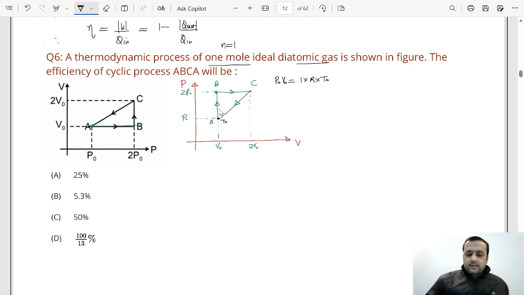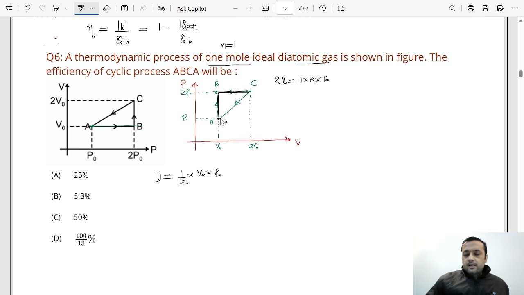Okay, now look, you know that for a cyclic process, work done simply becomes the area of the triangle, I mean the area of this cycle. So how can I find the work done? Simply the area of this triangle, which is half into the base, which is V0, into the altitude, which will be P0. So this will be simply the work done.